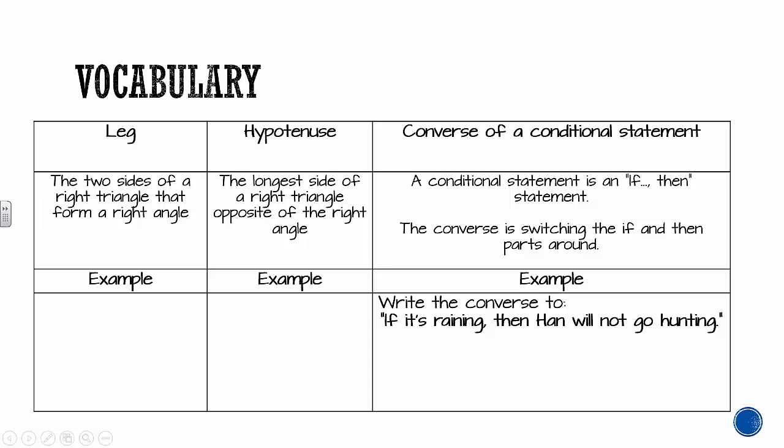A leg is one of the two sides of a right triangle that form the right angle, whereas the hypotenuse is the longest side, and it is opposite the right angle.